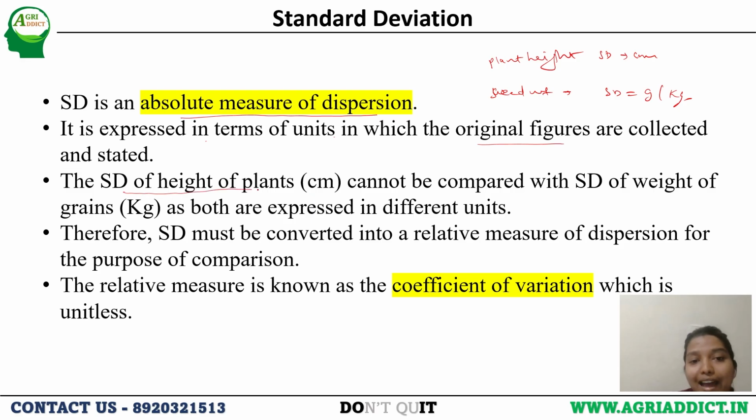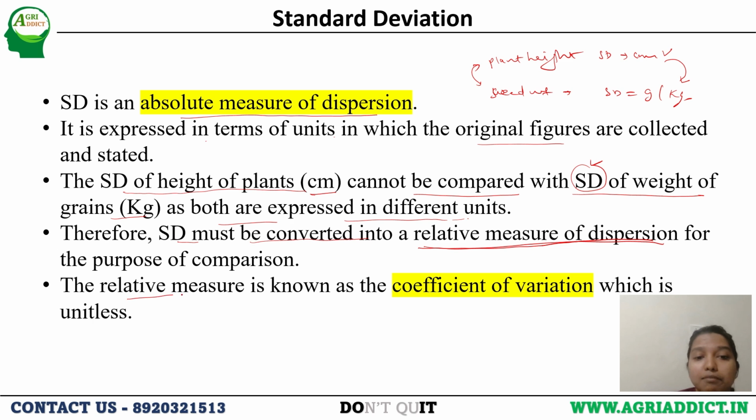The standard deviation of height of plant that is expressed in centimeter cannot be compared with standard deviation of weight of grains as both are expressed in different units. If we have taken plant height standard deviation, we cannot compare it with seed weight or weight of grains, because the units are different. So for that, what we'll be doing, therefore, standard deviation must be converted into a relative measure of dispersion for the purpose of comparison. If we have to compare the two characters, then we cannot use standard deviation for that. We have to go for a relative measure of dispersion.